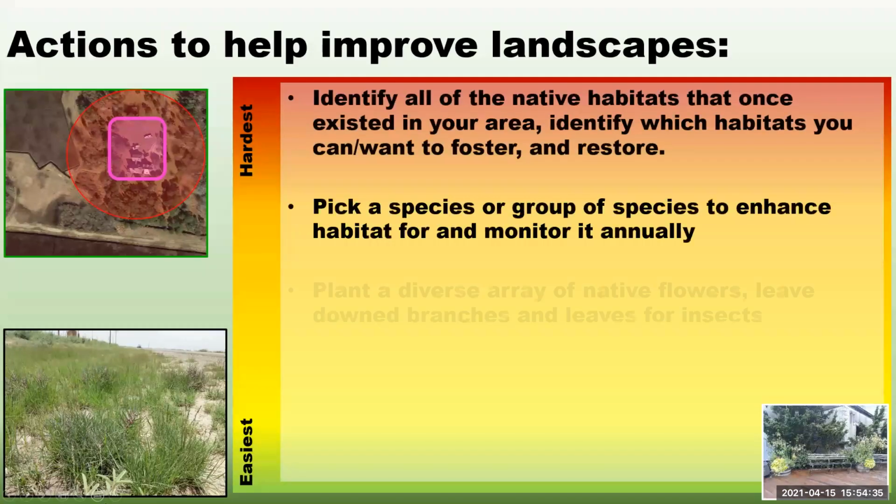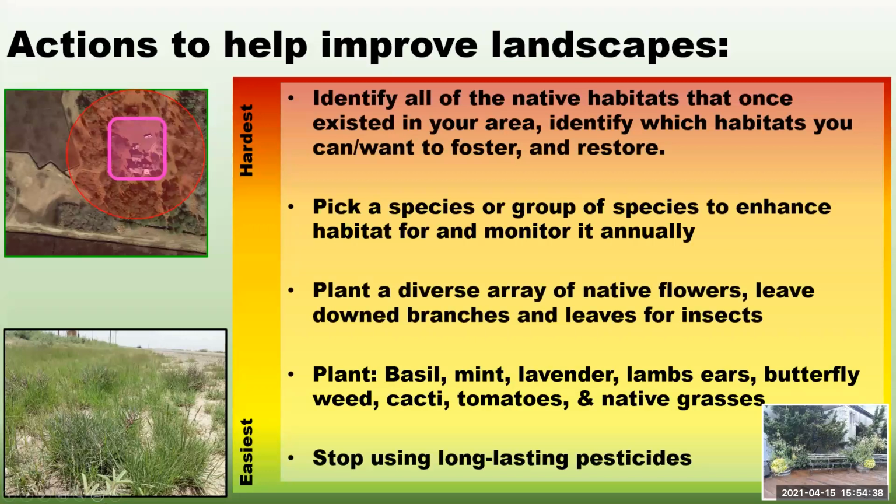To summarize the talk, if you are looking for action items, let's start on the easy side, at the bottom. The easiest thing you can do is simply stop using long-lasting pesticides. Preferably stop using pesticides altogether, but I understand that we want to keep various insects out of our yard, or spiders out of our yard. We want to keep various plants from growing. So I'm not going to say absolute ban all of it, but reduce your use, but definitely stop using the long-lasting pesticides.